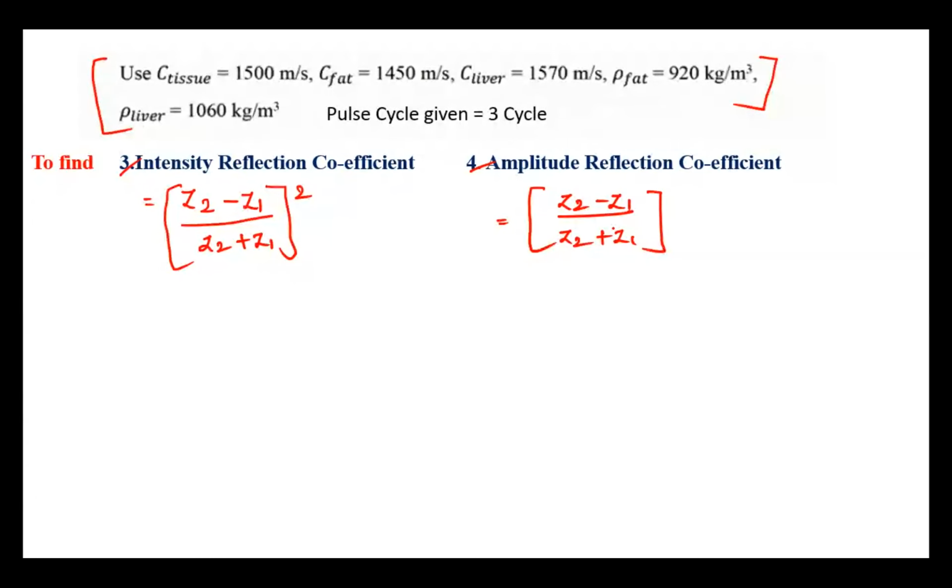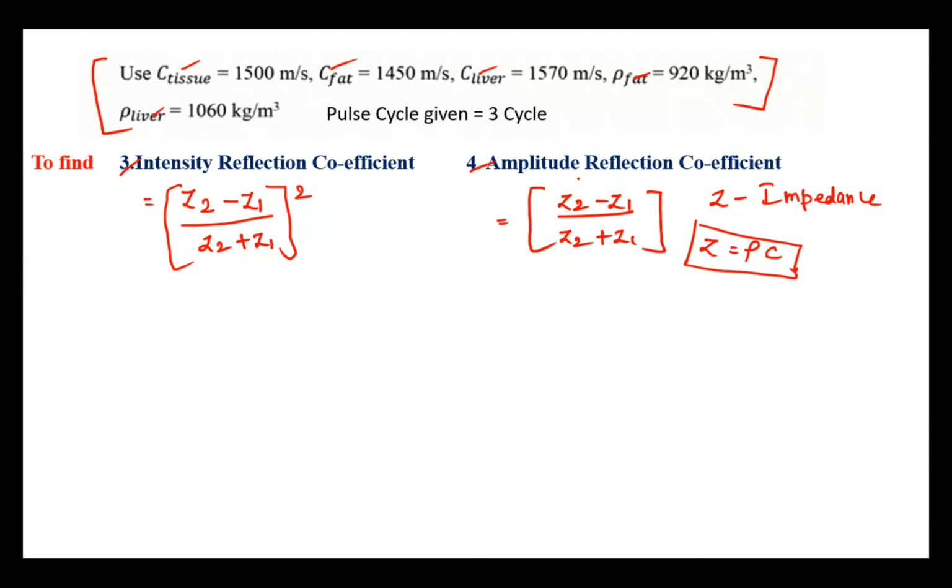Okay, so this is simple. What is Z? Z is impedance. How to calculate Z? Z is calculated as rho C, multiplying density into speed. So rho is density, into speed. They have given speed, right? And they have given density. You just multiply it and apply.